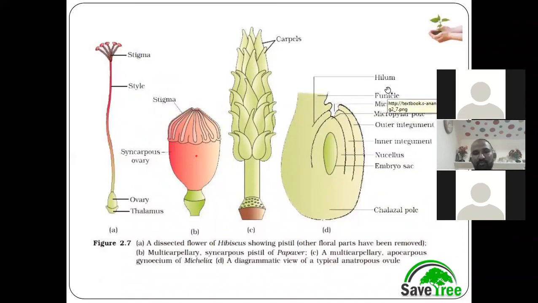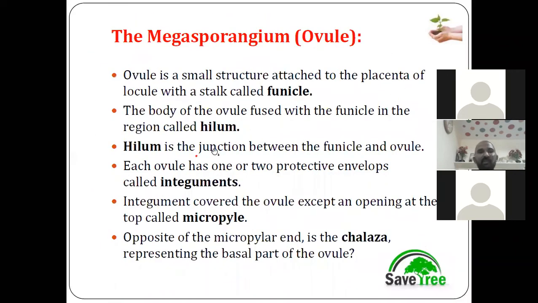The funiculus is a stalk-like structure that attaches the ovule to the placenta. The body of the ovule fused with the funiculus is called the hilum. The hilum is nothing but the junction between the funiculus and the ovule.